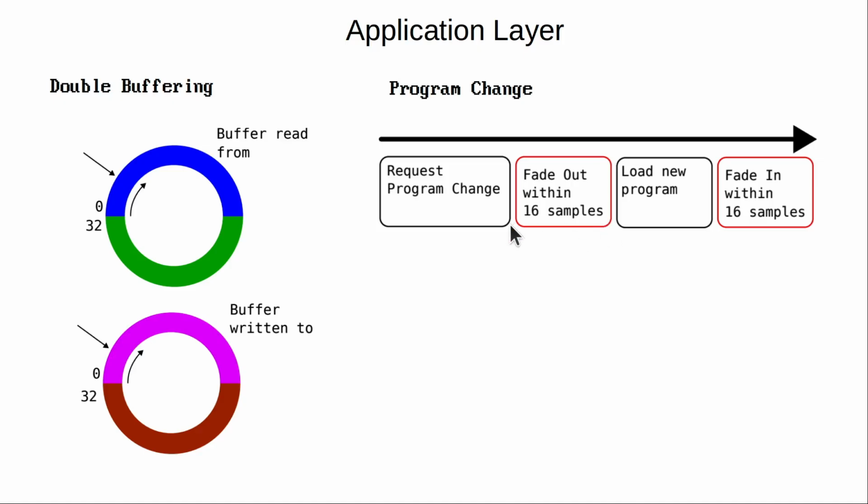While this is happening, the audio driver simply bypasses the processing function, resulting in the input being forwarded right away to the output without modification. After this is done, the program change state is modified once more, indicating to the audio driver that a fade in for the new program can be done, again over the course of 16 samples. Then the program change state is reset.